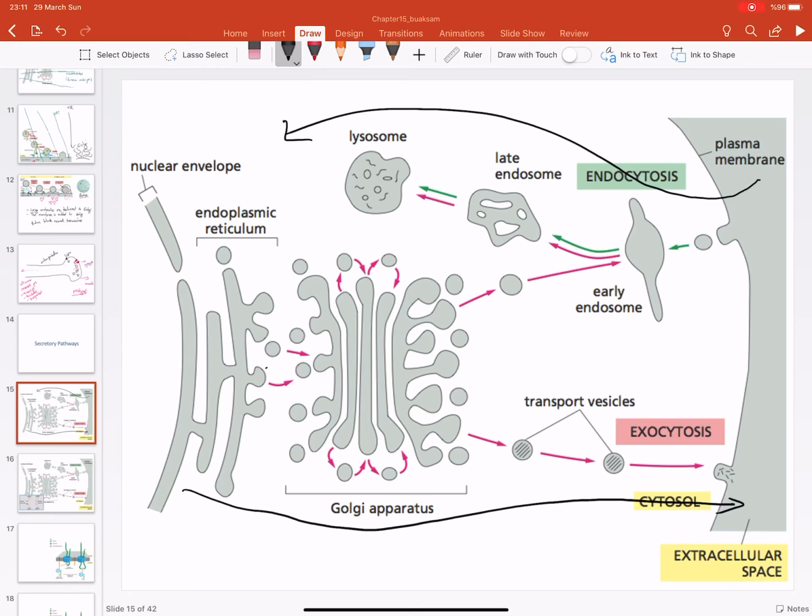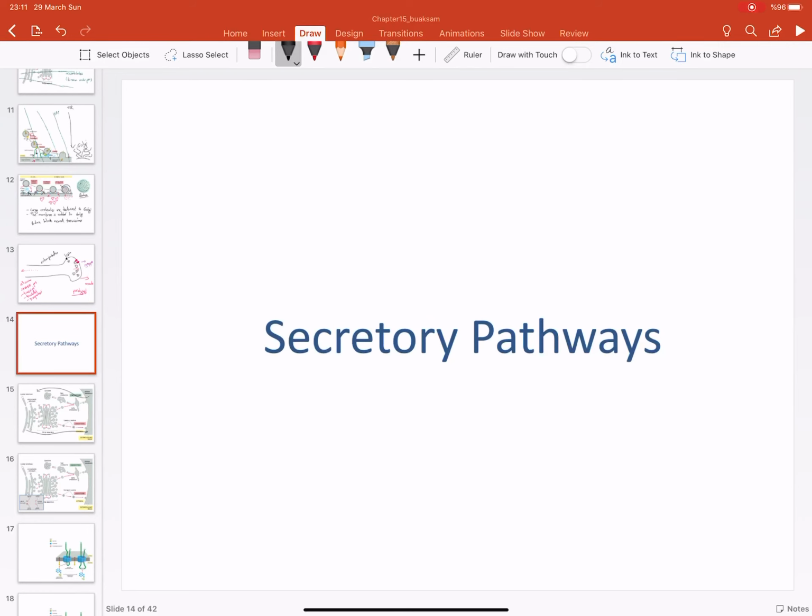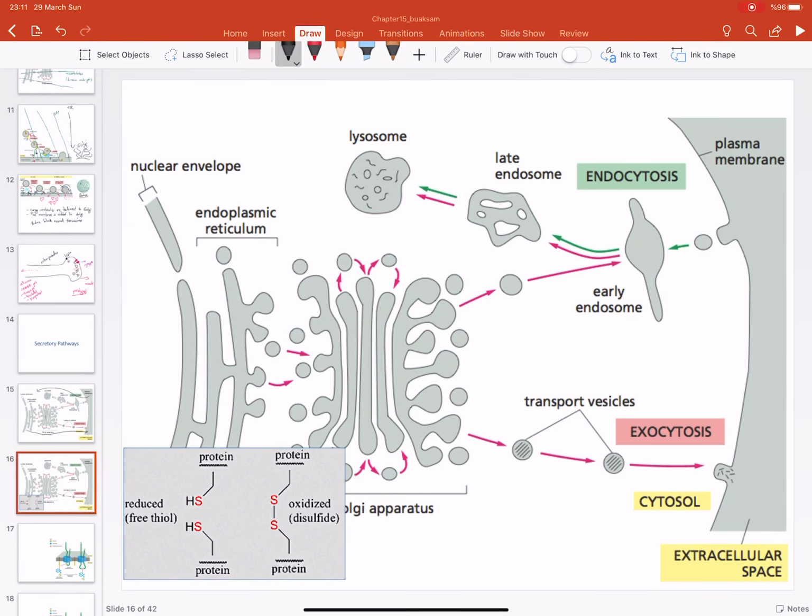So both of them are working. They have different purposes. It doesn't mean that one of them happens only in one cell. We are going to see them one by one. The first one we are going to see is the secretory pathway, which means it's going to be exocytosis.